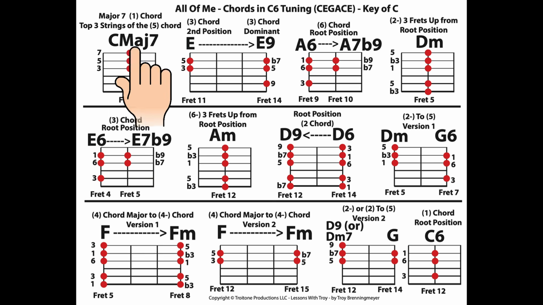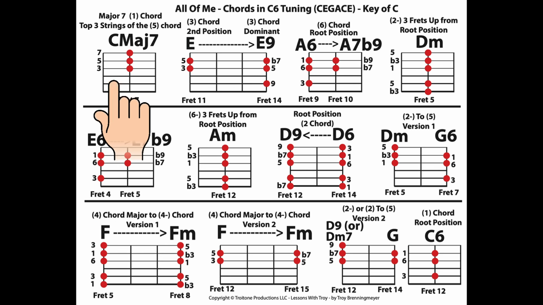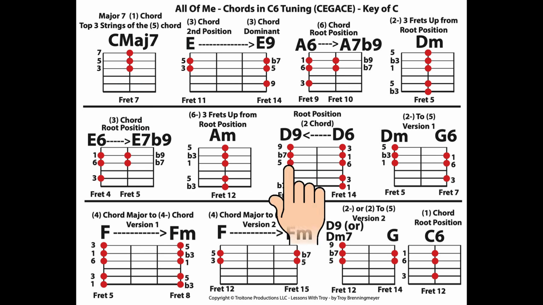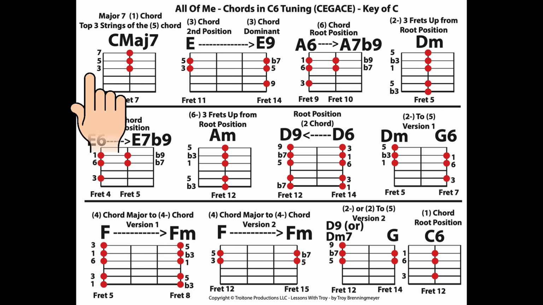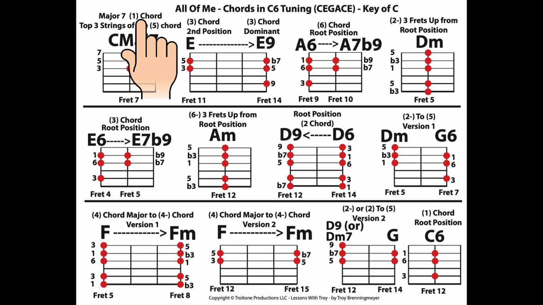We have different chord blocks, and I just put these lines to separate them, kind of cleans them up a little bit. But these are a lot of the chords that I go through in the lesson for All of Me, the chords for All of Me, right? Okay, so this is the name of your chord. This is a C major 7th.